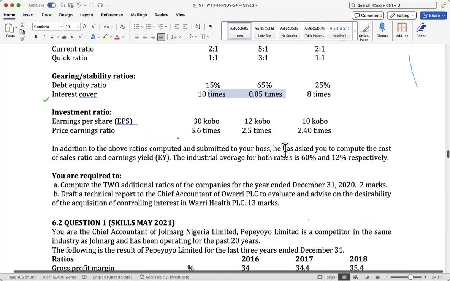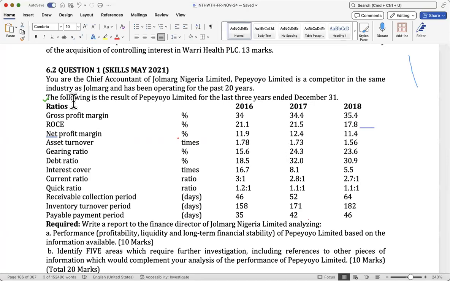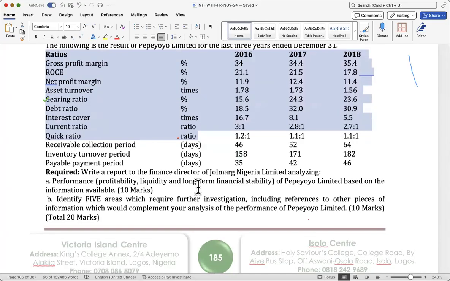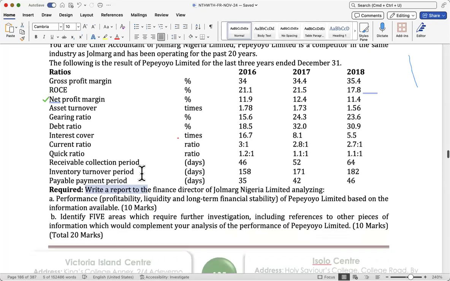So that is how you answer most of these questions. The same thing here, they gave you all the ratios and they want you to analyze. They want you to write a report. And when the examiner says write a report, all you need to do is say from, to, subject and date. Then just compute your ratios, and however you want to do it, you can pick them one by one and speak about them. Don't write short notes, just for the examiner to see that this guy understands what he's talking about.